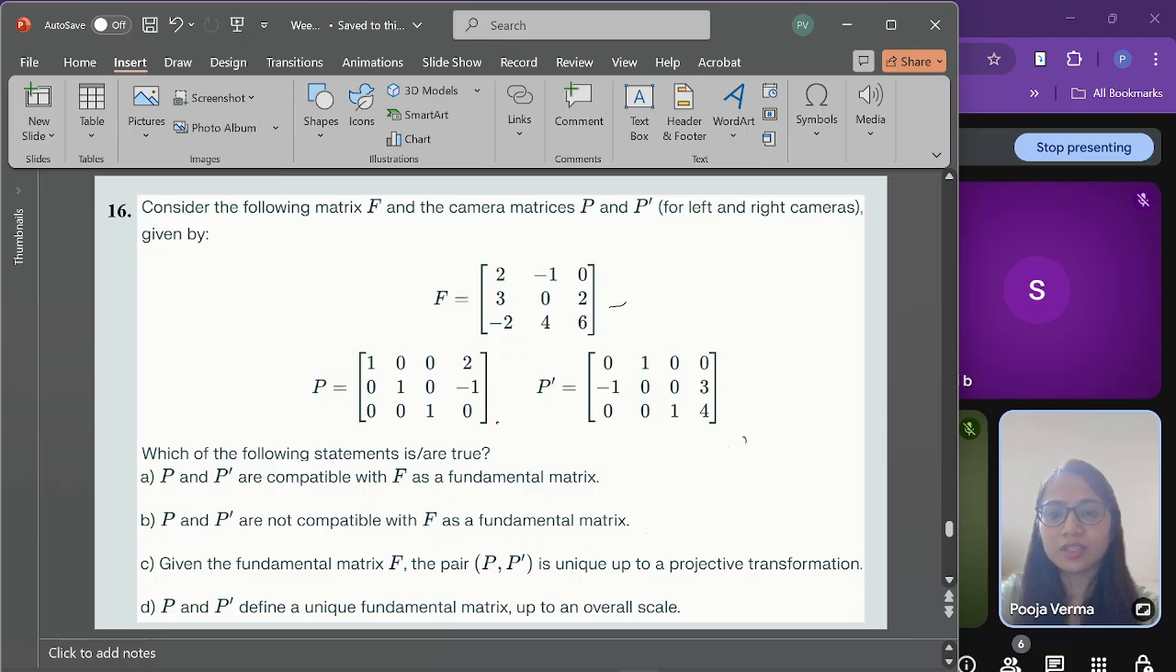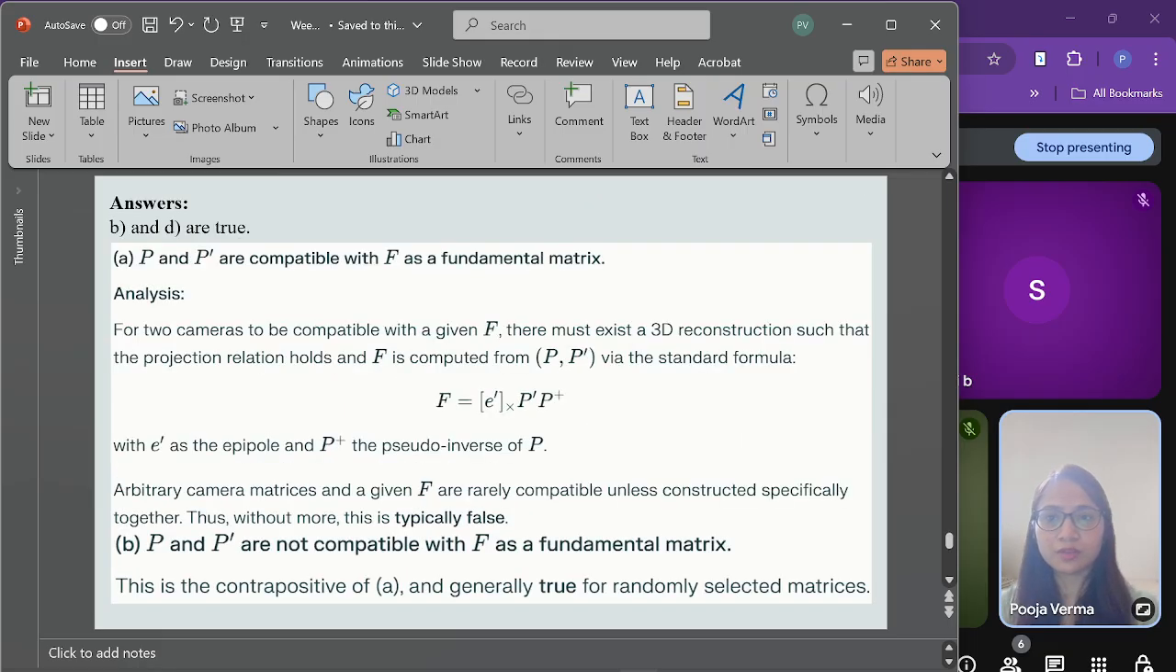Option B: P and P dash are not compatible with F as a fundamental matrix. Or option C: given the fundamental matrix F, the pair P and P dash are unique up to a projective transformation. Or option D: P and P dash define a unique fundamental matrix up to an overall scale. So here F and P dash are given. Now we have to conclude which options are true. Okay, just going with the solution.